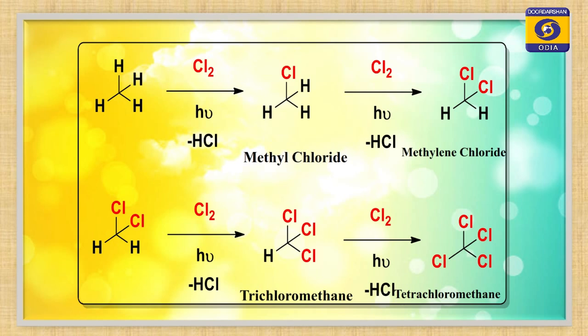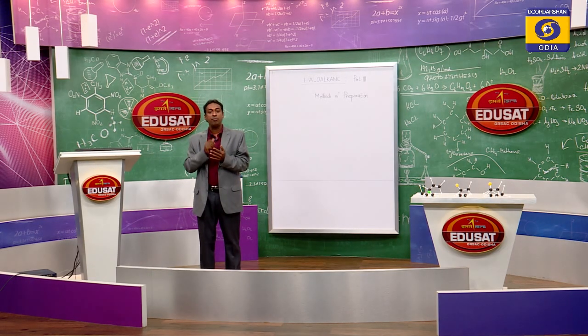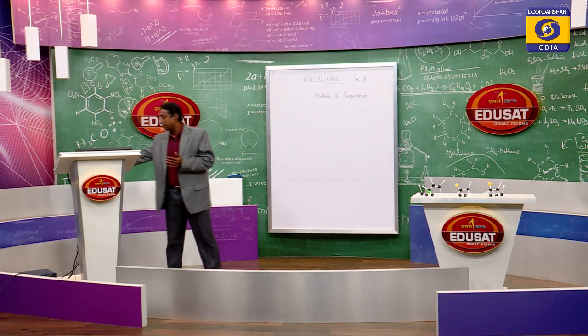So, you get not only one product, methyl chloride, but you get methyl chloride, then dichloromethane, then trichloromethane, at last tetrachloromethane, meaning we get a mixture of products, not only one product. This is because of the free radical substitution reaction. Let us move to the mechanism part.